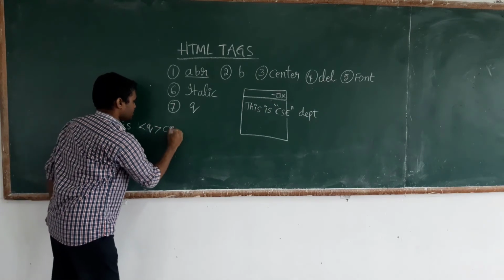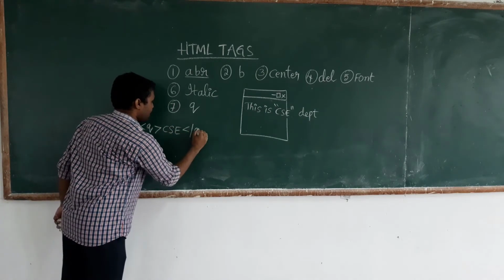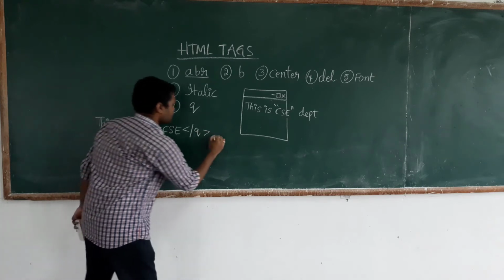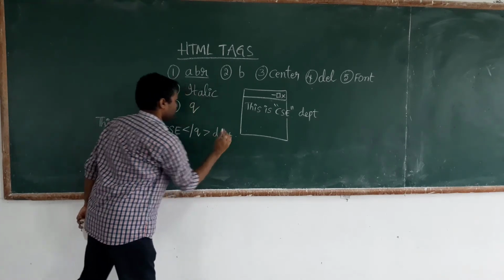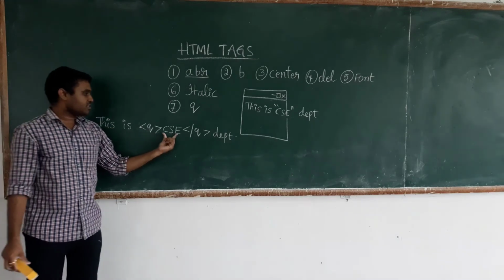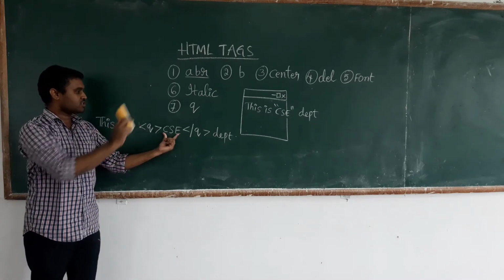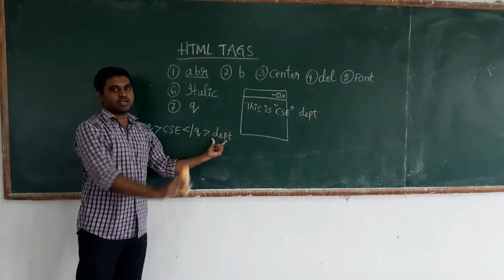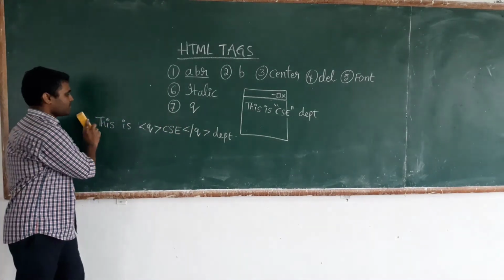Q CSE /Q CSE department. So if you write a statement like this, this is the normal text, CSE will be displayed with quotes, department will be again normal text. So this is one example.